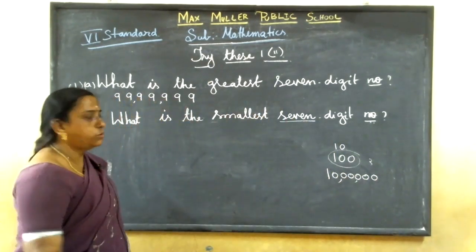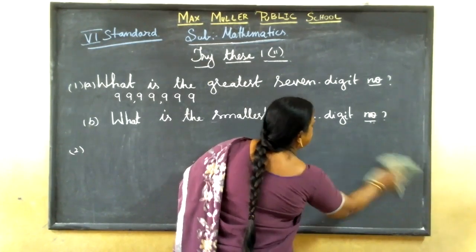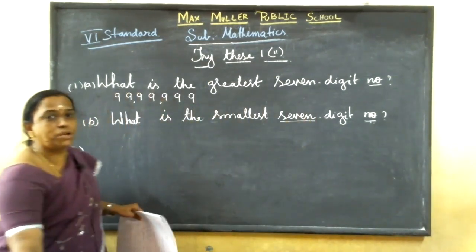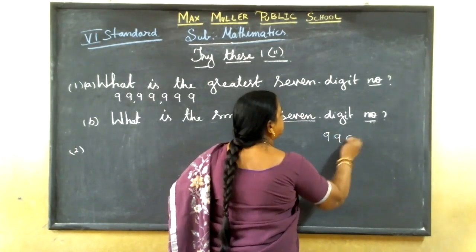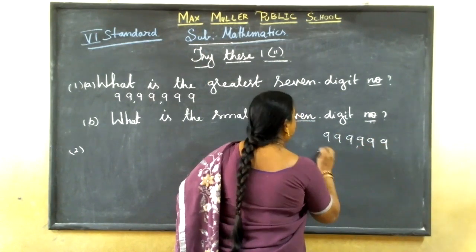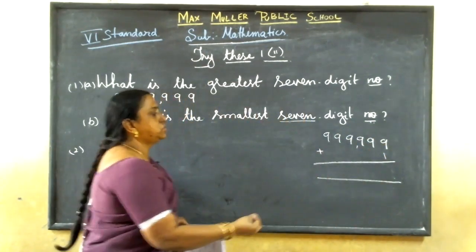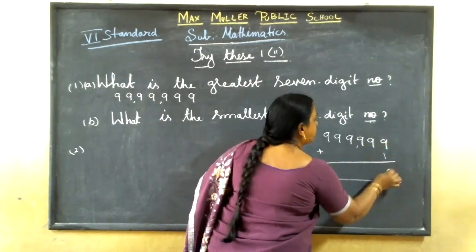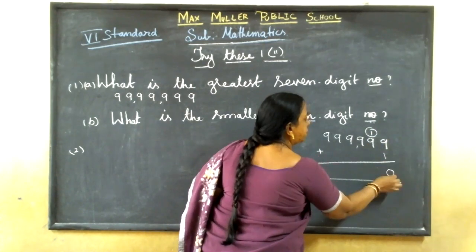If you don't know that, add 1 to the largest 6-digit number and you will get the smallest 7-digit number. So the largest 6-digit number is 6 times 9. 1, 2, 3, 4, 5, 6 times 9, plus 1. If you add, you will get the smallest 7-digit number. 9 plus 1 is 10, 1 carry.